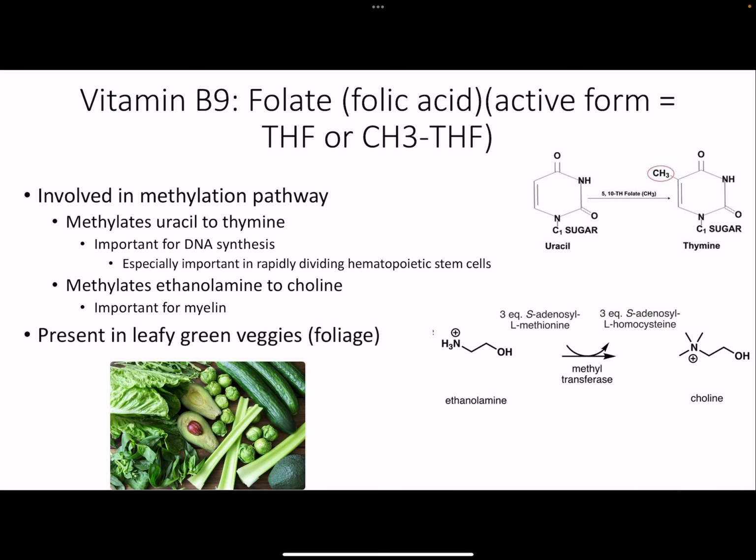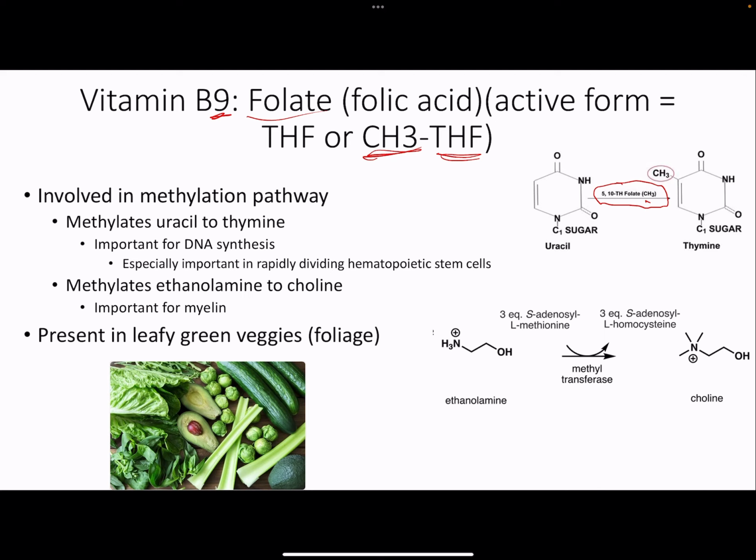B9, folate. So we'll get into this later, but this has a lot to do with pregnancy, and I think of 9 as the 9 months of pregnancy, and folate has to do with pregnancy. Also called folic acid. The active form is tetrahydrofolate, THF. It can also be methylated. That's kind of the whole point. And sometimes they'll say annoying things like 5-10 tetrahydrofolate with a methyl group, or just 5-tetrahydrofolate with a methyl group. You might have to know that.